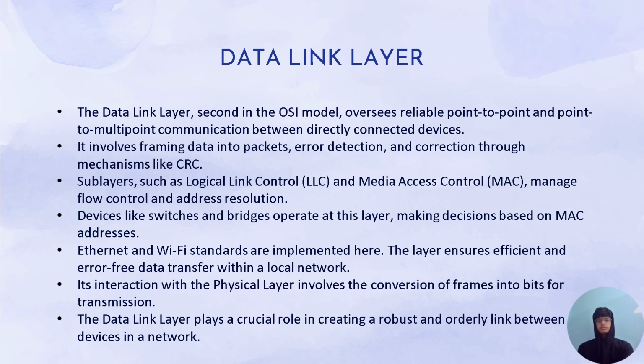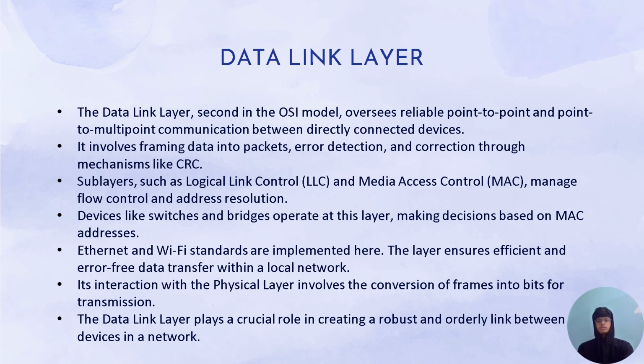Then comes the data link layer. The data link layer, the second layer in the OSI model, oversees reliable point-to-point and point-to-multipoint communication between directly connected devices. It involves framing data into packets, error detection, and correction through mechanisms like CRC. Sub-layers such as the logical link control, that is LLC, and media access control manage flow control and address resolution. Devices like switches and bridges operate at this layer, making decisions based on MAC address.